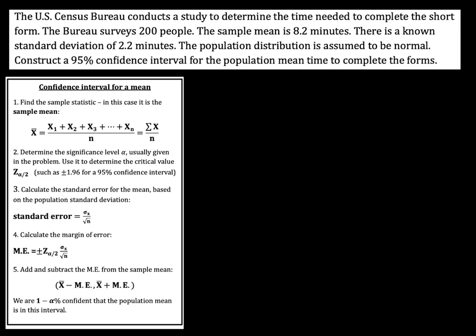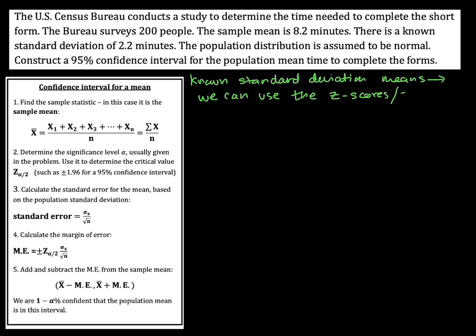That's not super realistic, but just for now, we're just assuming that we know the standard deviation so that we can use the standard normal distribution. And that is the z-scores, right? So known standard deviation means we can use the z-scores and the z-table. That's the standard normal.